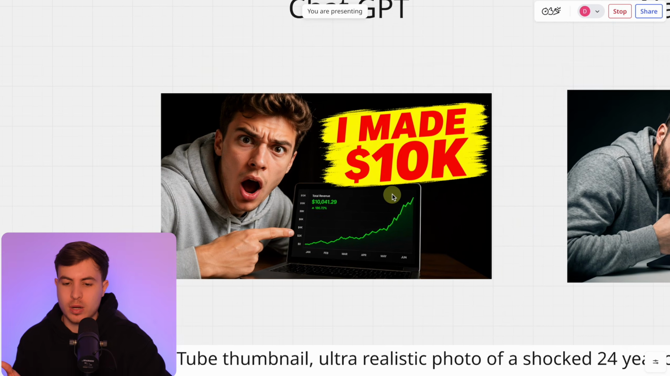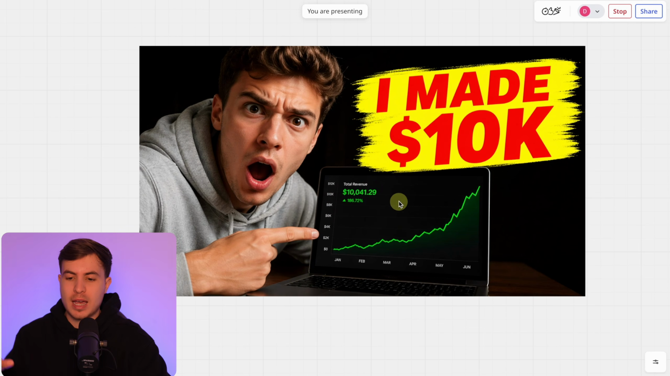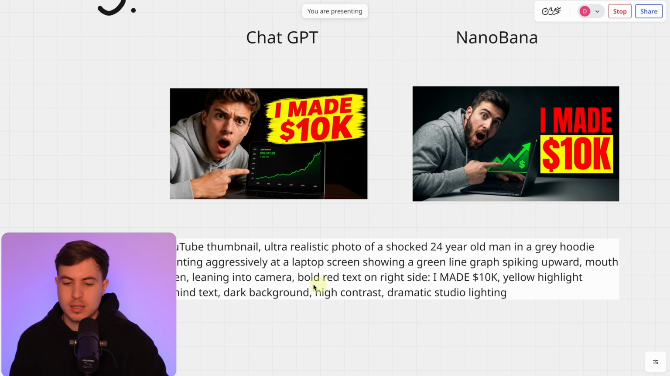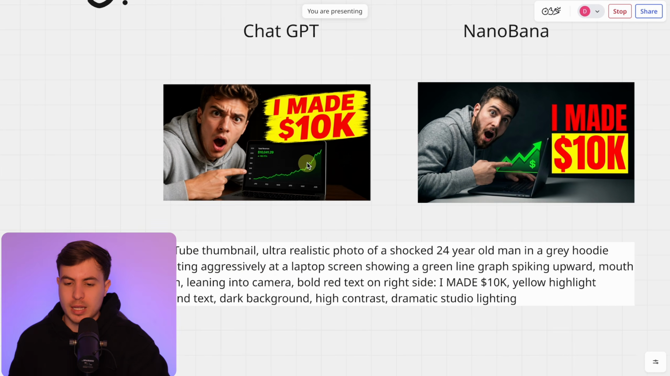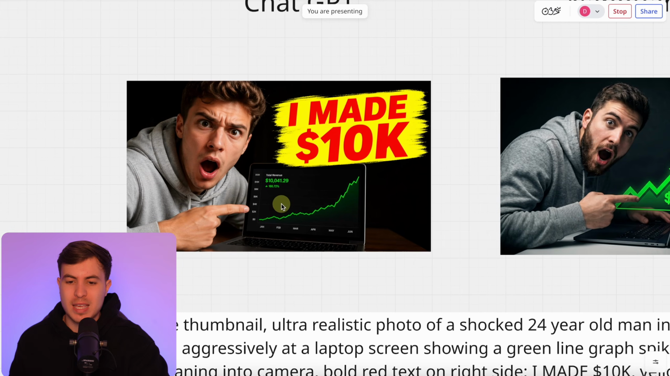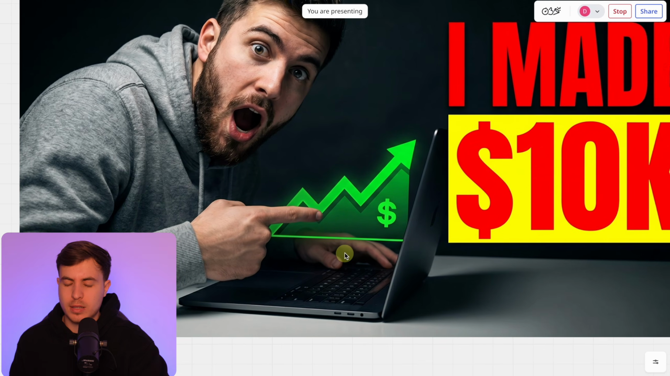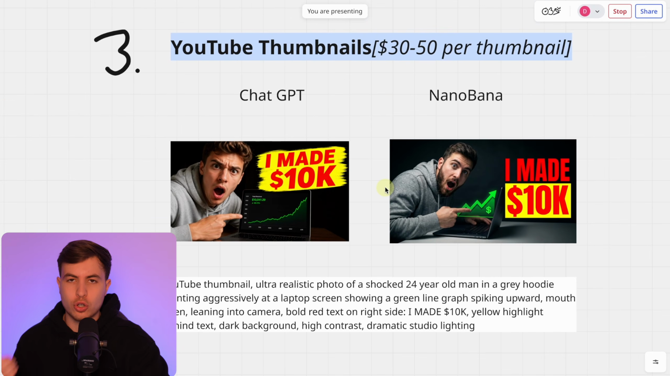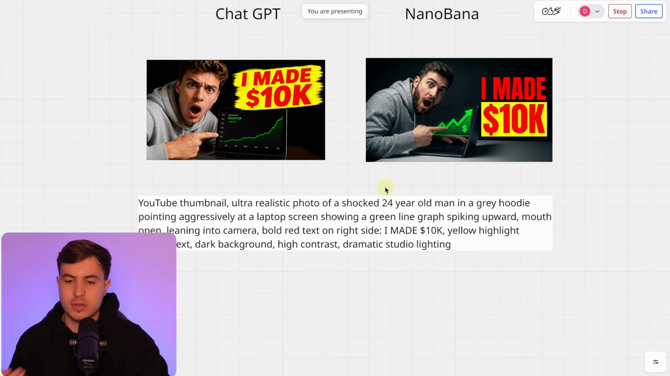But then when we see this one, the expression, the pointing, the text, everything was laid out so clean. And if we look at how simple the prompt is, it's literally just pointing aggressively at a laptop screen showing a green line graph. And look, laptop screen, green line graph. Easy for GPT Image 2. But if we look at Nano Banana, it still struggles. It just looks stupid. But yeah, you can easily sell good quality converting thumbnails for $30 to $50 a piece.